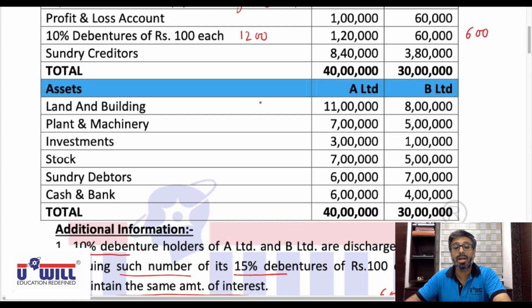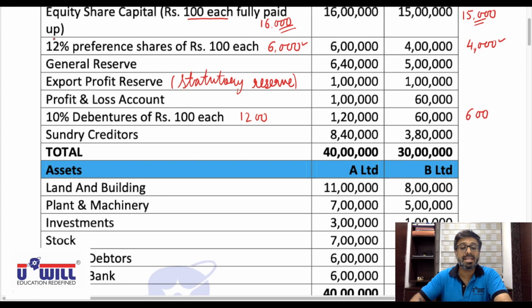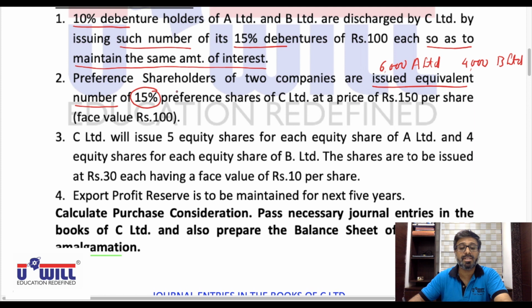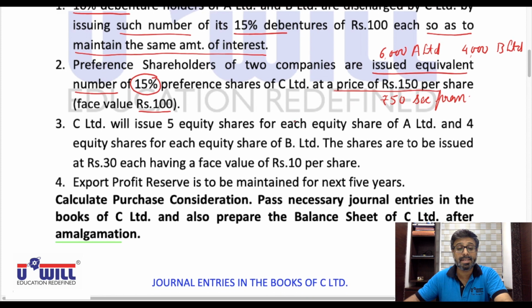But 15%. In the old companies, they have 12% preference shares, but in the new company, they will be issued 15% preference shares, and again at a price of rupees 150 per share. Again, face value is 100, which means you can say that 50 is securities premium. Agreed value is 150 of the same shares. Face value is 100, which means the preference shares are going to be given to the liquidator of transferor companies at 50 rupees premium. All this we'll see in workings in detail.